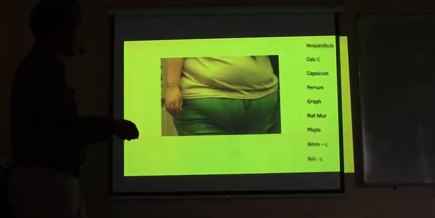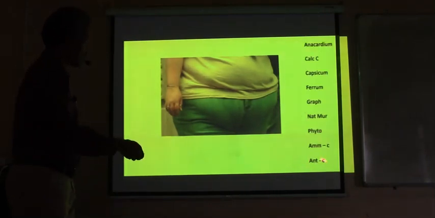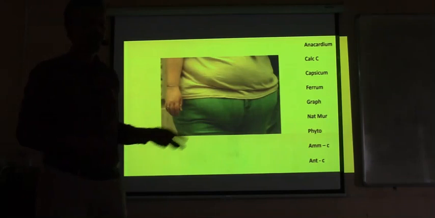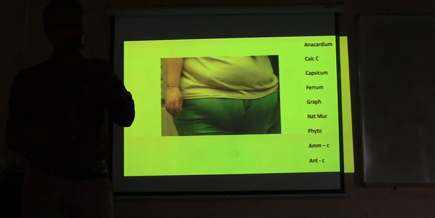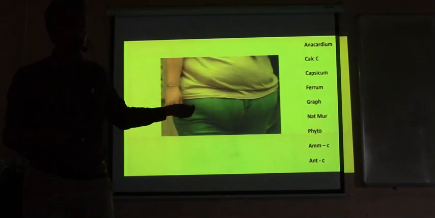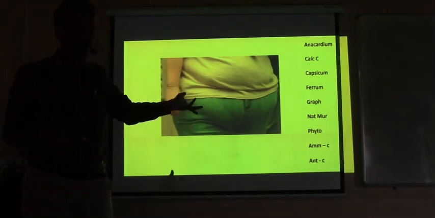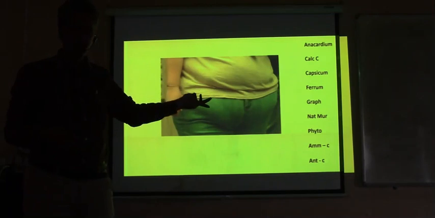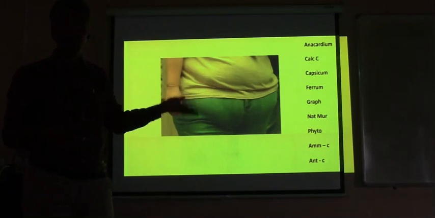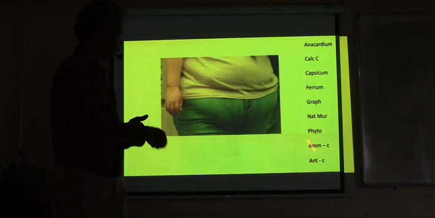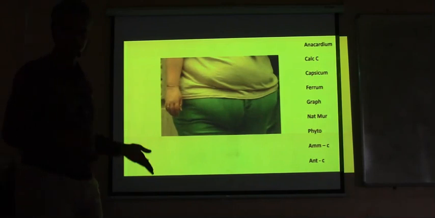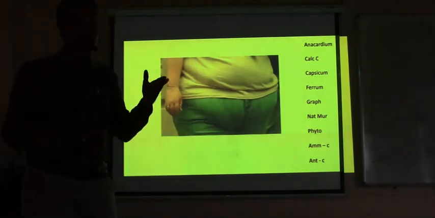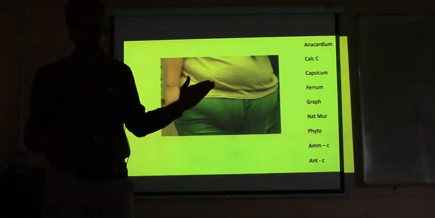You have a few more remedies, and the remedy I was trying to tell you is somewhere here. Antimonium crudum. Antimonium crudum people keep hogging, and it is compared to which animal? Pig. Because of the dirtiness, the rough skin, and the eating habit, they just keep hogging food, giving rise to obesity. You have phytolacca, graphites, ferrum, capsicum, calcarea, many more remedies mentioned in your repertory which are obese.